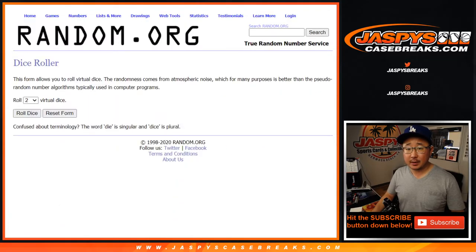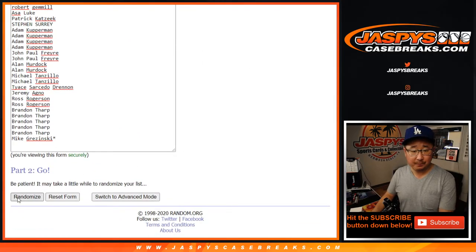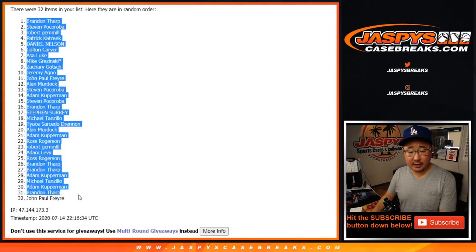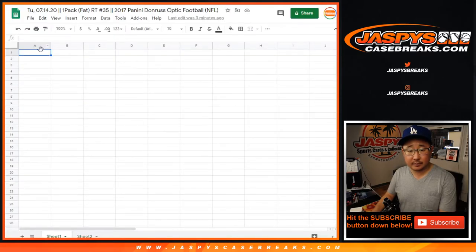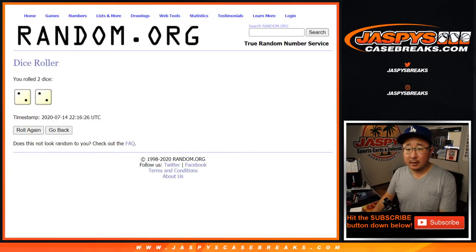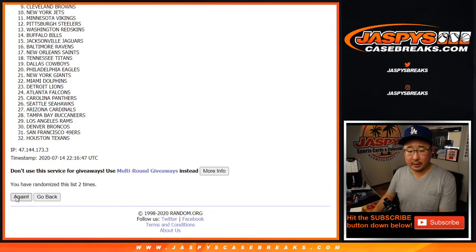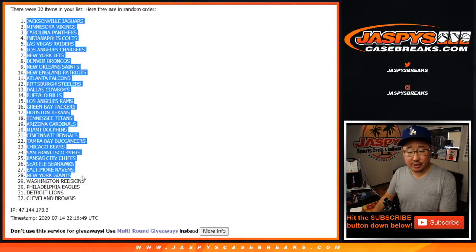So let's do the pack break itself first. Let's roll it, randomize it, two and a two, four times for each list. One, two, three. After four times, Brandon down to John. And then four times for the teams. Two, three. And fourth and final time. So we got the Jaguars after the Browns after a hard four.